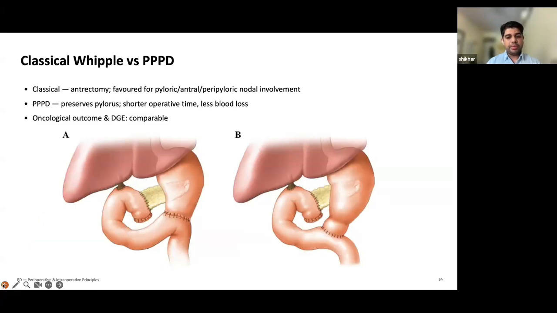Regarding the reconstruction part, if we have done a classical Whipple's, then it involves the resection of the distal stomach, in which 30 to 40% of the distal stomach is removed. In that, gastrojejunostomy is done. Whereas if we are doing the pylorus preserving pancreaticoduodenectomy, a duodenojejunostomy is done. Outcome-wise, recent studies show comparable outcomes in both kinds of reconstructions. So, what is the benefit of doing the pyloric resection?